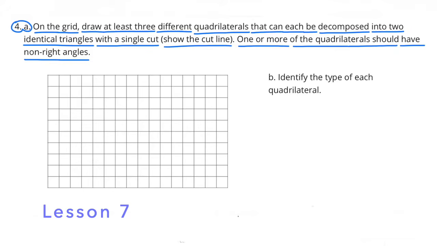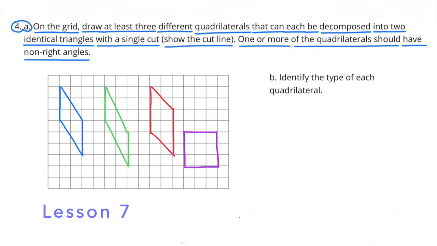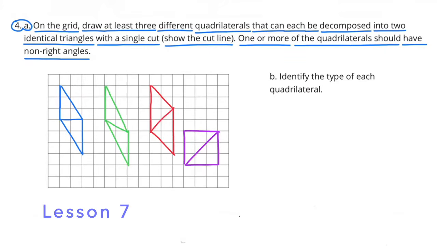Number 4A. On the grid, draw at least 3 different quadrilaterals that can each be decomposed into 2 identical triangles with a single cut. Show the cut line. 1 or more of the quadrilaterals should have non-right angles. I've come up with 4 examples. The first 3 don't have right angles and the square does have right angles. I can decompose these into identical triangles with a single cut line.